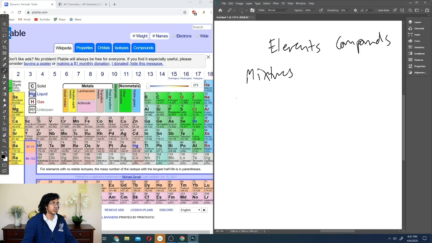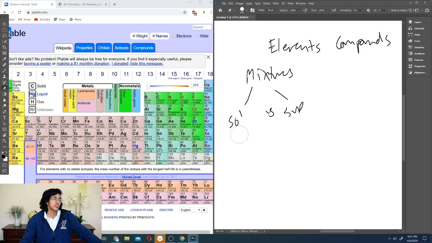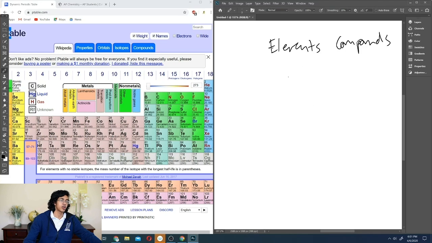And within mixtures, you've got solutions, suspensions, and so on. We're not talking about that now. We're only focused on compounds right now.